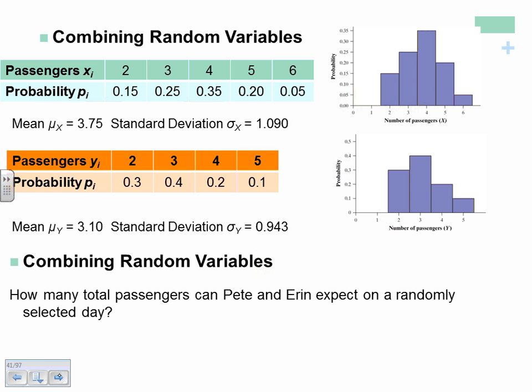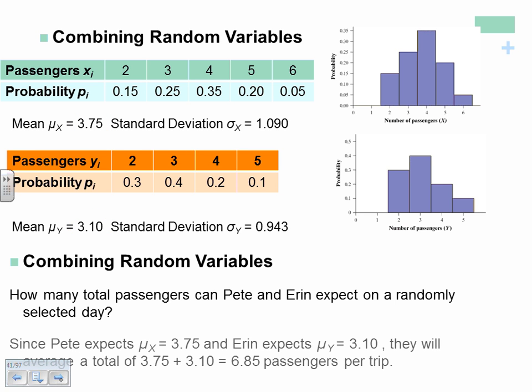So let's see. If this guy has a mean of 375 and this one has a mean of 310, what is going to be the new mean? So how much could they expect? How many people are they going to expect now? That expected value is your mean on any selected day for both Pete and Aaron. So you can just add them together and get 6.85.